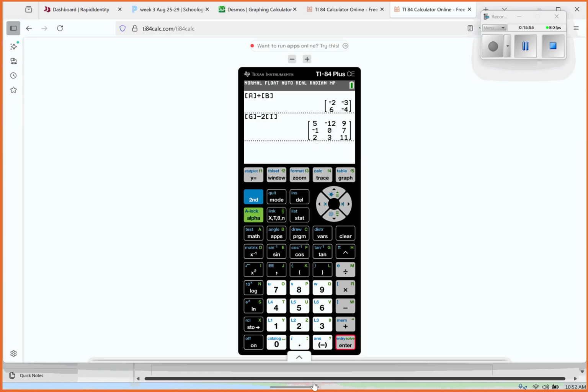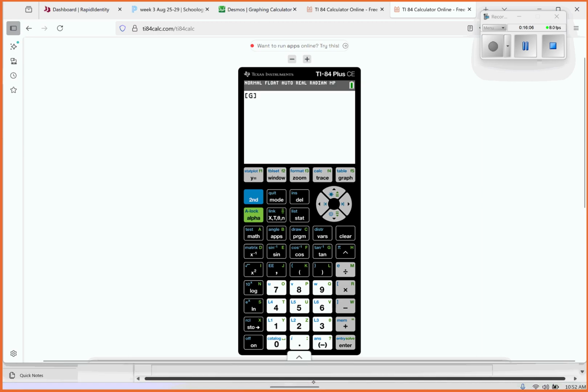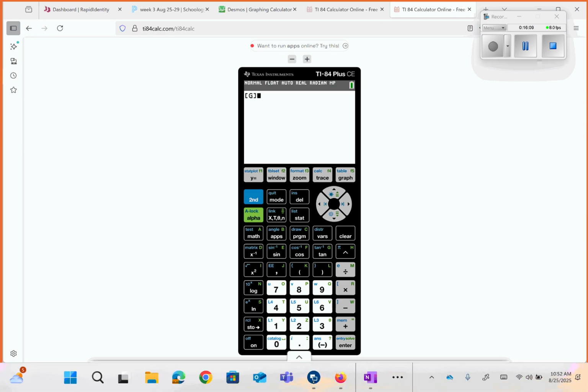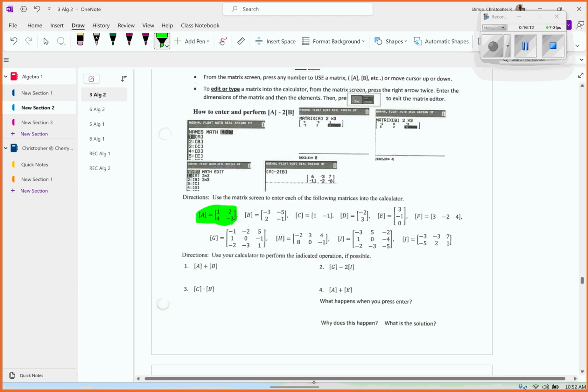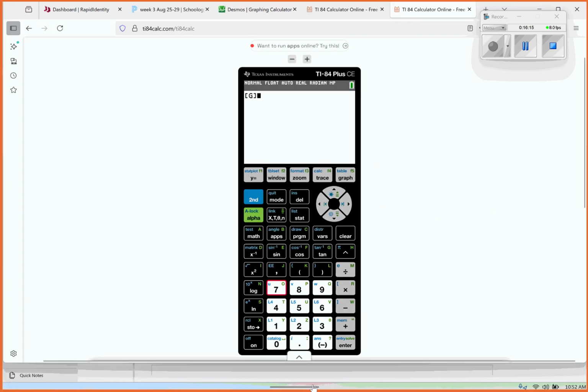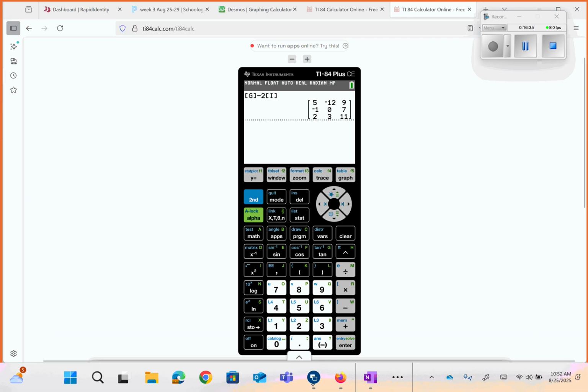Okay, so let me clear this. I'm going to go G minus 2I again, okay? So you go into matrix, you go down to G, which is number 7, and it was G minus 2I? G minus 2I. Minus, use the subtraction, 2, just the number 2. And then you go back into matrix. You go down to I, in this case it's number 9. And then once it's there, you hit enter and it gives you the answer right away. Make sense?